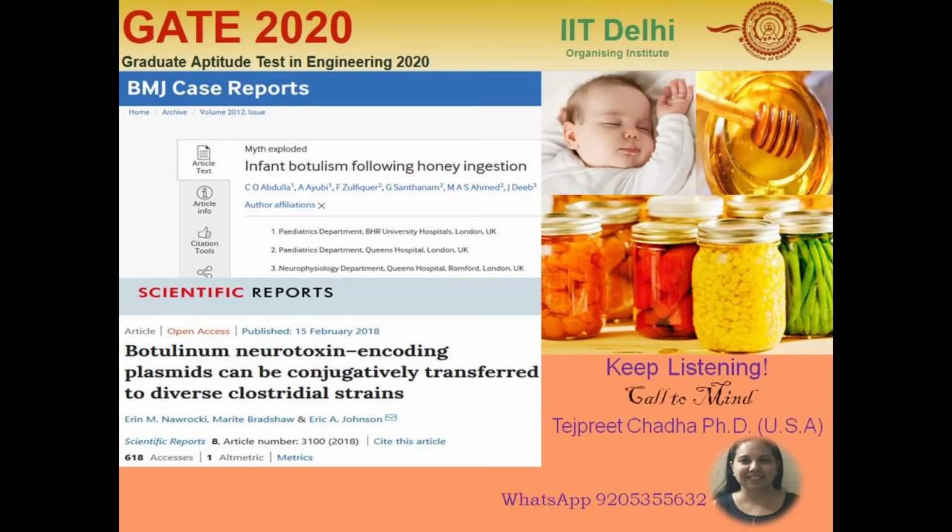If you read the CDC, which is the Center for Disease Control and Prevention, they have also added info for home canners, that home canning is a great way to preserve garden produce, but it can be risky or even deadly if not done correctly.